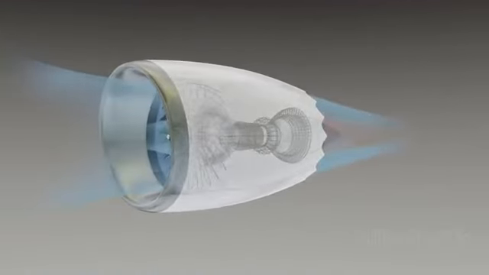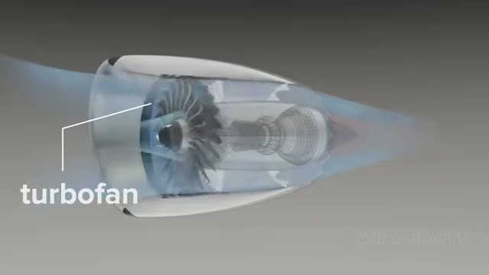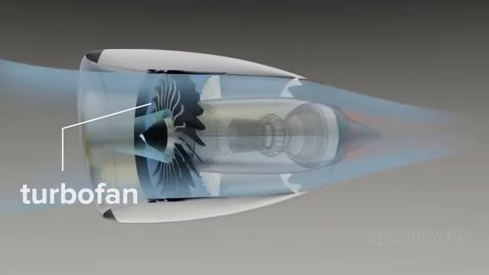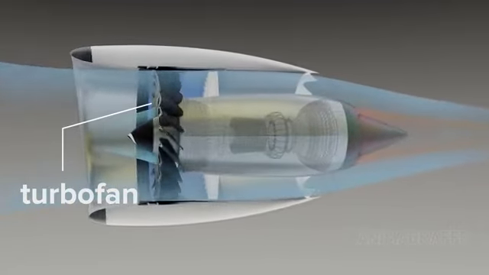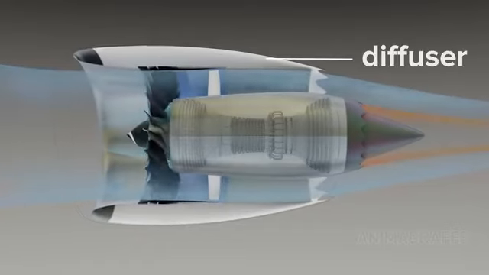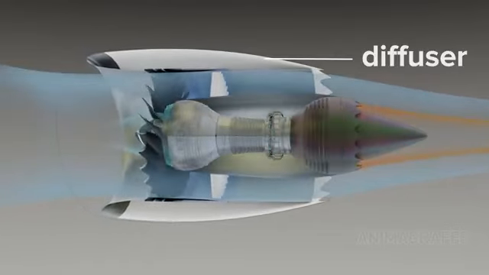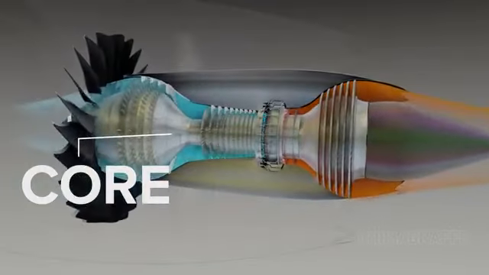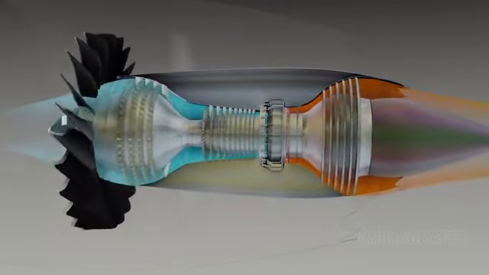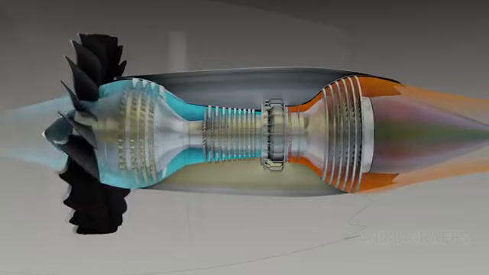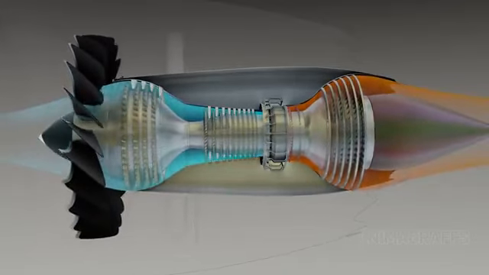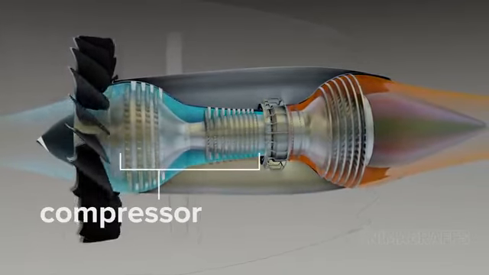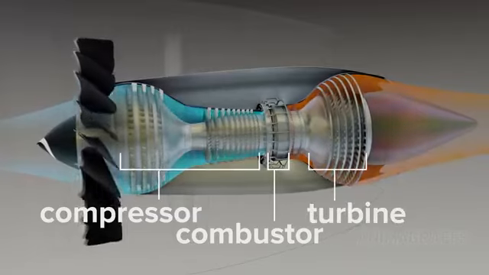Most jet-propelled airplanes use a turbofan design. The turbofan can be thought of as a high-tech propeller inside of a duct called a diffuser, driven by a gas generator. The core. The core of a jet engine is a gas generator that creates high-pressure gas to power a turbine. This setup has compressor, combustor, and turbine sections.